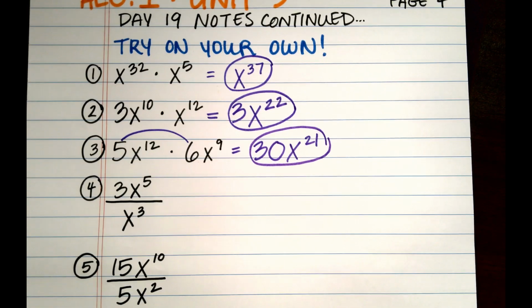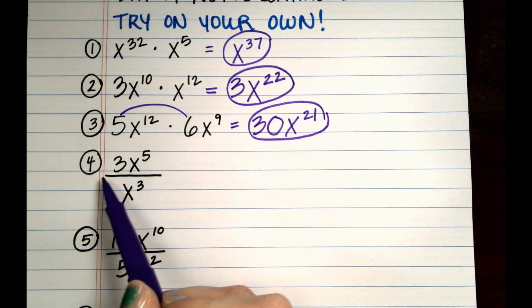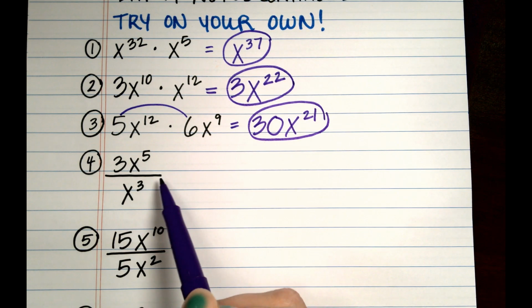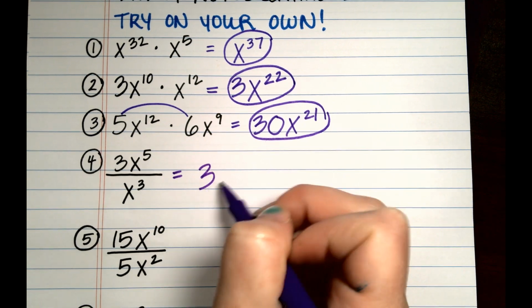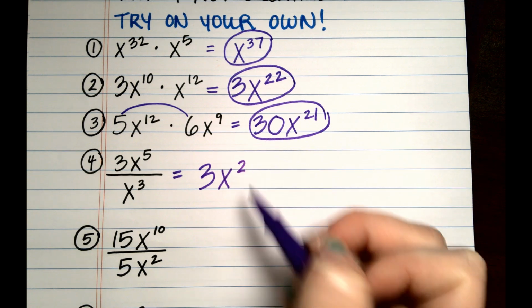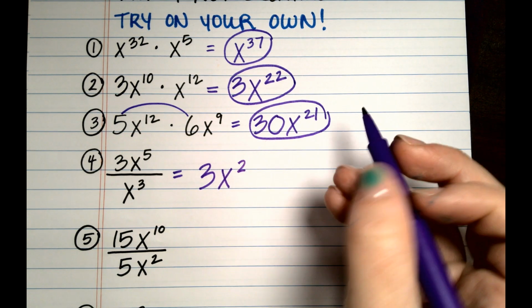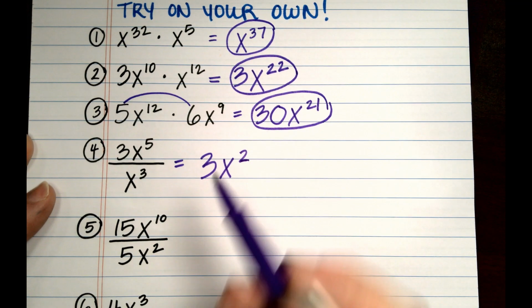Now we've got some division. Number 4, 3x to the 5th power divided by x to the 3rd power. What did we get? Yeah, 3x. 5 minus 3 is 2. 3x to the 2nd power. Very good. Okay.